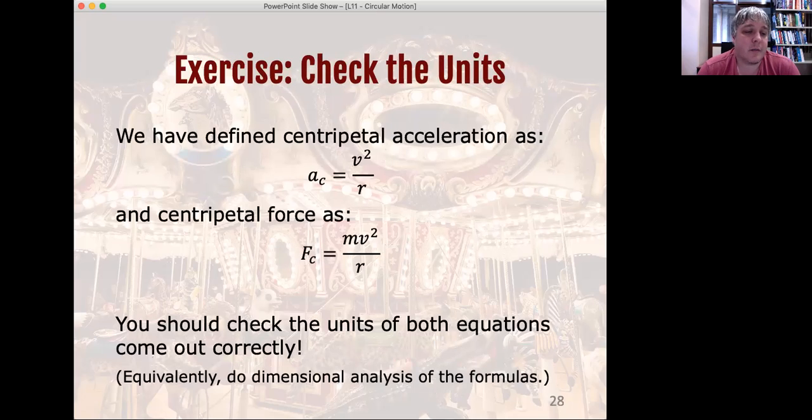Just as an exercise, I'm not going to do this for you, but I recommend you go and check that the units make sense. Do a bit of dimensional analysis or unit analysis on these two equations, that a_c is equal to v squared over r. So a is an acceleration, we've got v squared over r on the right-hand side, and force is a force, and we've got m v squared over r on the right-hand side. So do check that the units come out correctly. It's a good exercise.